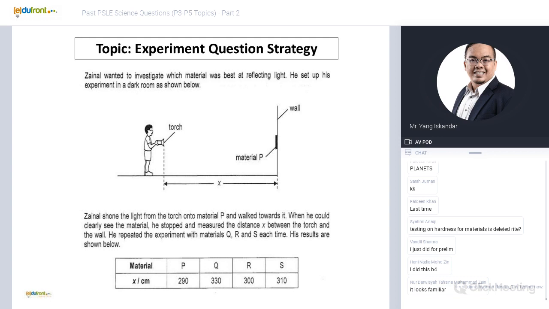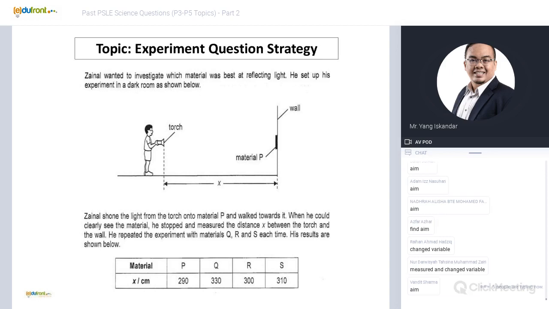on how to approach experiment questions. Can anybody tell me what is the first thing that should come to your mind when you see an experiment question? Anyone? Especially my P6 students? What is the first thing that you should identify? Aim. Very good. The first thing you need to find is the aim. What is the aim of the experiment?